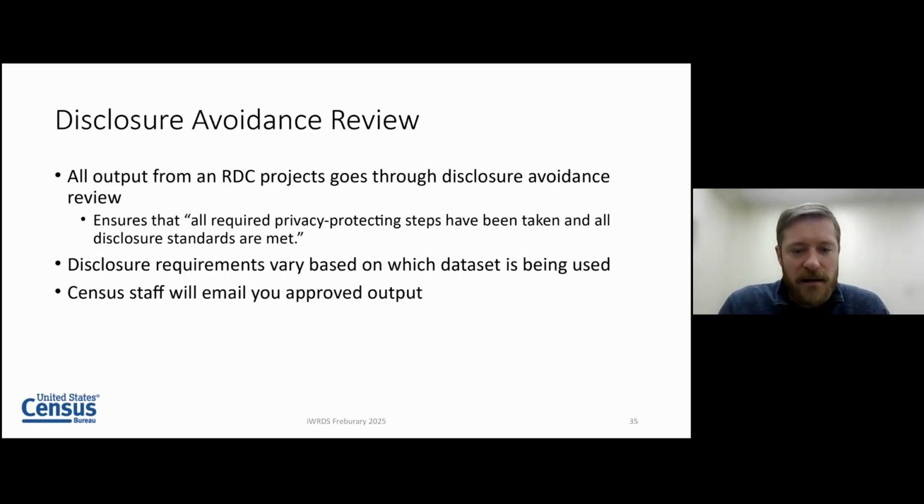All right. The final step of working from the RDC is releasing estimates. So once you've worked in the RDC, you've conducted all your analysis, you've got a nice set of results you'd like to share with the world, then these results must be submitted for a disclosure avoidance review. All output goes through the DA review, and this is to ensure that the privacy standards, the thresholds for disclosure that we have set, are met by any estimate that's released.